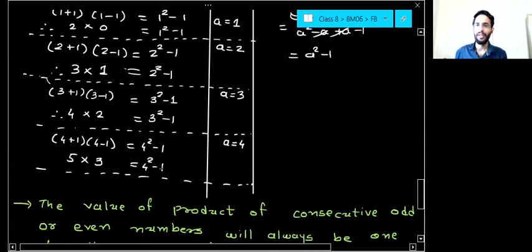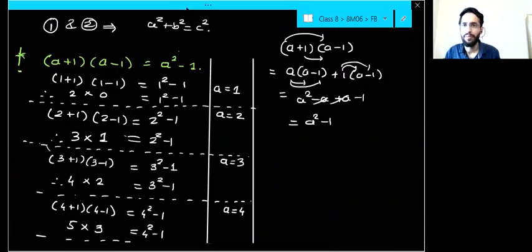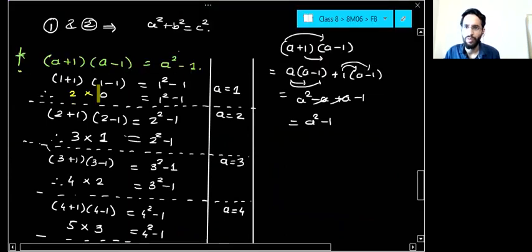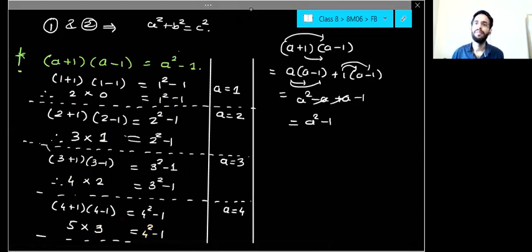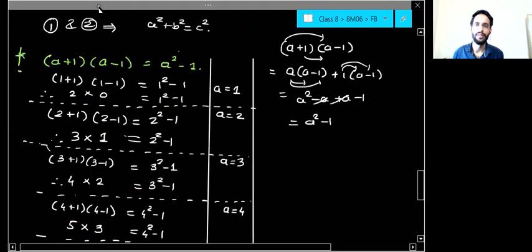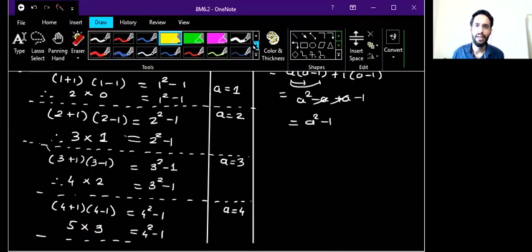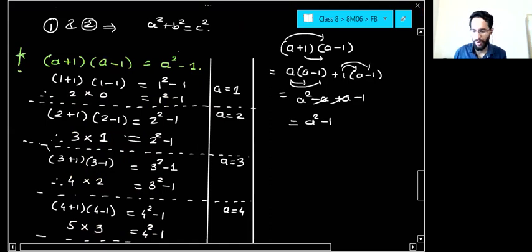See, if you are taking two even numbers, 0 and 2, what is the number between 0 and 2? 1. What is the number between 1 and 3? 2. Between 2 and 4? 3. Between 3 and 5? 4. So this is the connection between them. Is it clear? But it is difficult to write in words, so it is better to remember that connection in the form of this formula only.